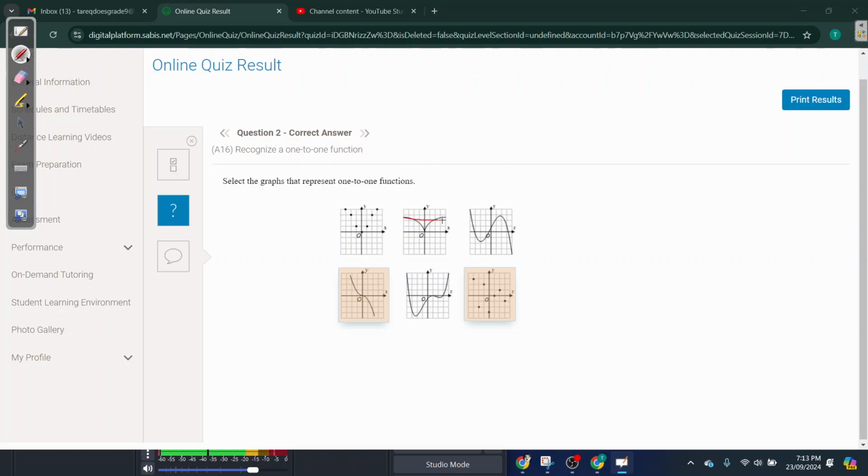You see this passes 2 points here, this passes 2 points here. This does not pass 2 points because if you draw a horizontal line test everywhere, you're not going to find 2 points that intersect. This passes 2 points here, this passes 2 points, this doesn't pass anywhere. So these are one-to-one functions.